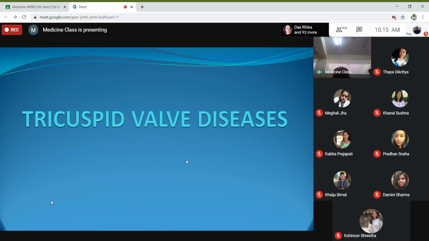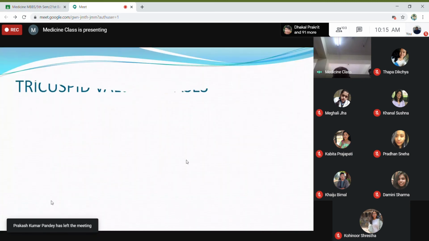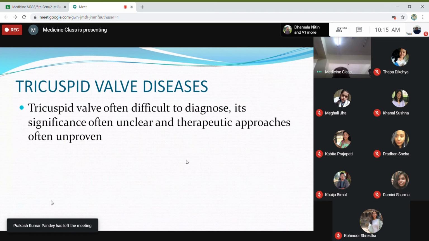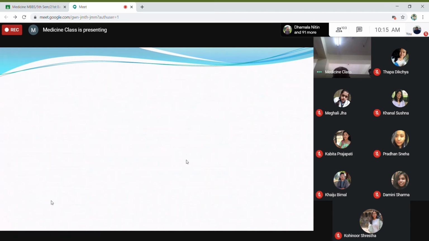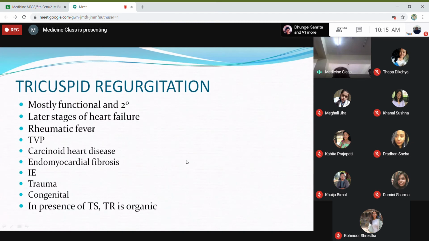And tricuspid regurgitation is common not as a primary valvular heart disease, but as a secondary valvular heart disease. So now we'll cover tricuspid regurgitation. So this is mostly functional and secondary. It's because of later stages of heart failure.